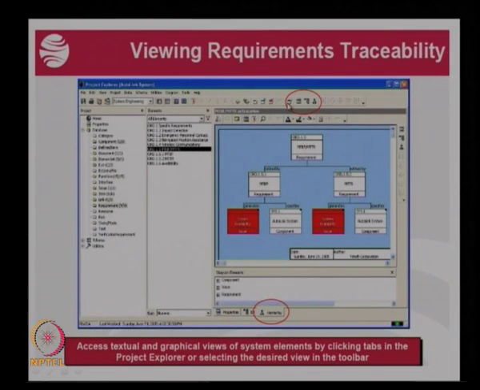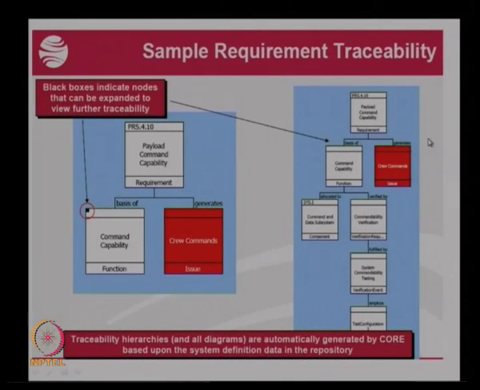Here you can see that there are different options available. Using these options you can see the requirements, and their traceability can also be looked at. If you want to know more about a particular requirement, you can go into that requirement and see where it came from, what the original requirement was, and how it was modified. All the details of the requirements can be easily obtained using this format. It accesses textual and graphical views of system elements by clicking tabs in the project explorer or selecting the desired view in the toolbar. You can click on the desired toolbar option and get the desired view of the requirement hierarchy.